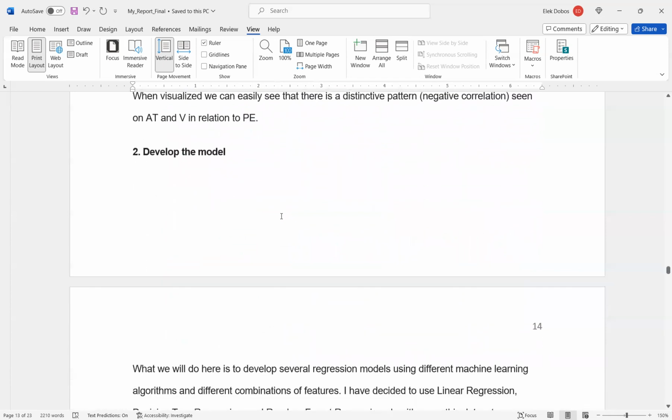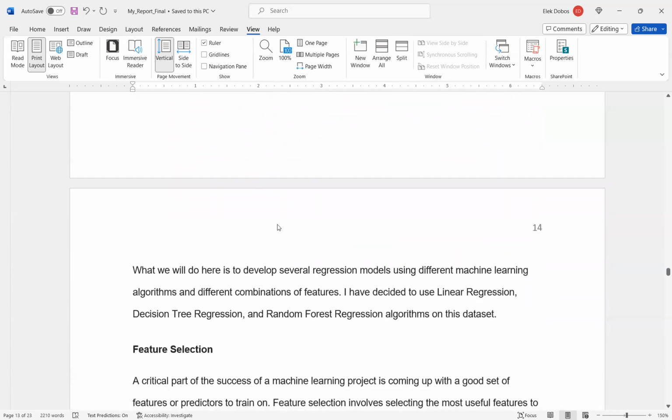Next, I wanted to develop my models. My next step was to develop several regression models using different machine learning algorithms and different combinations of features. I decided to use linear regression, decision tree regression, and random forest regression algorithms on this data set.